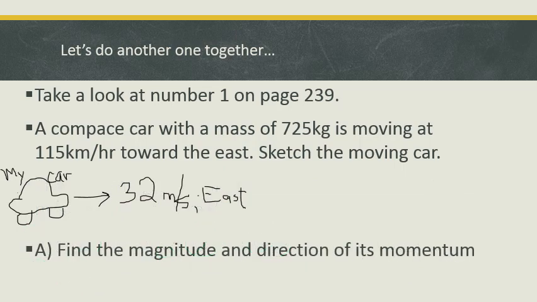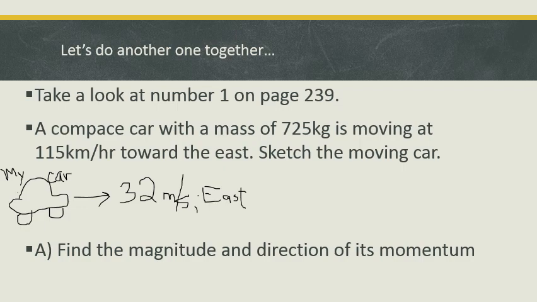So I told you I'd sketch my car. Please forgive my sketch. So here's my car. It looks like a little sombrero with wheels. But my car is going 32 meters per second east.